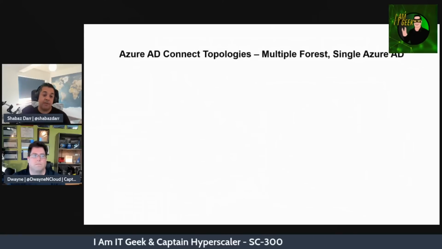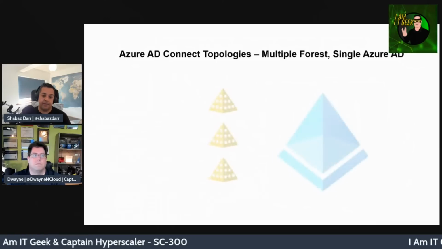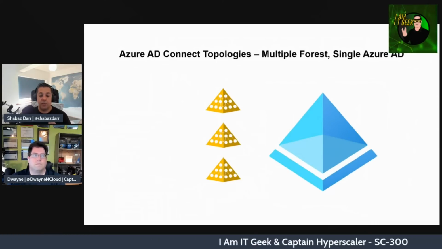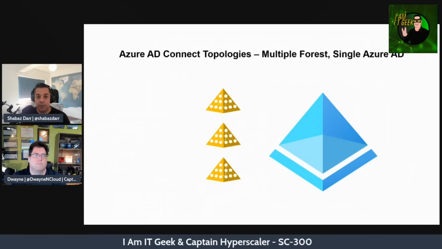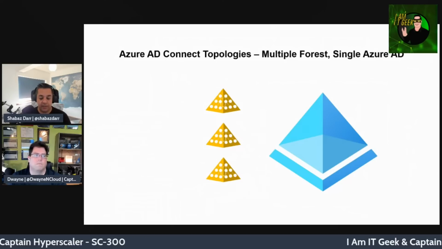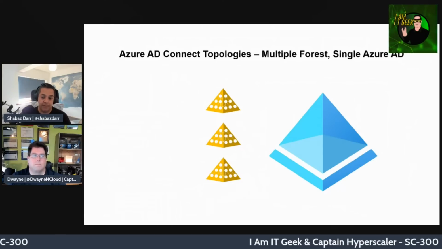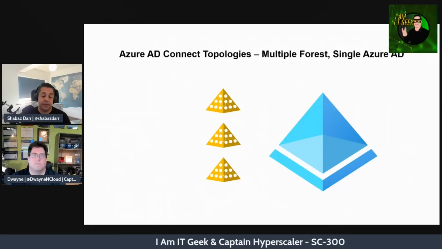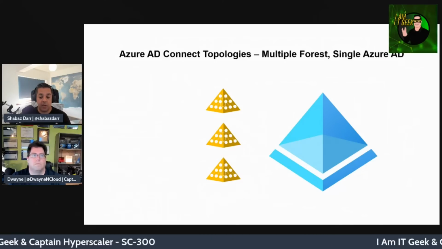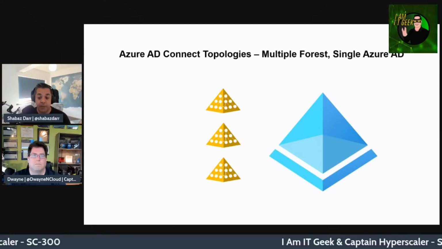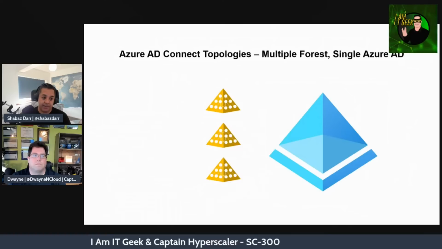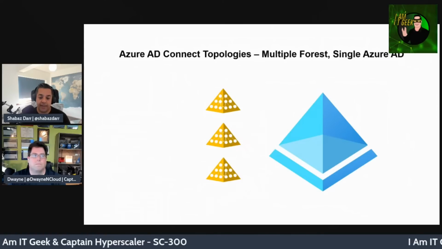Another topology we have is multiple forests with a single Azure AD. On the left we have our multiple forests and we have our single Azure AD tenancy there. Many organizations have environments with multiple on-premises domains. Dwayne mentioned the company he works with has child domains and parent domains. Similarly, we can have multiple domains and you can sync those with Azure AD. When you do have multiple forests, all forests must be reachable by a single Azure AD Connect sync server. So there needs to be that network connectivity, to be able to connect into all of those to do that sync.